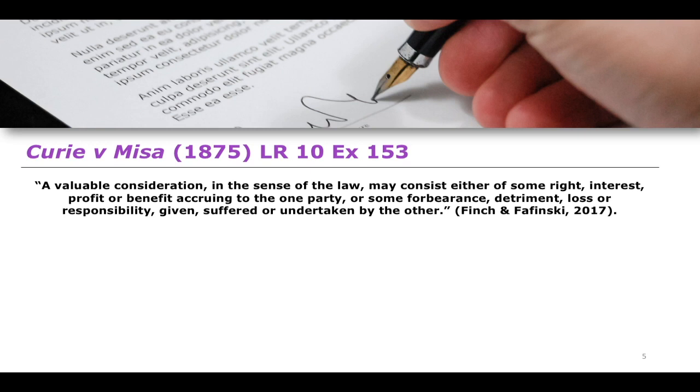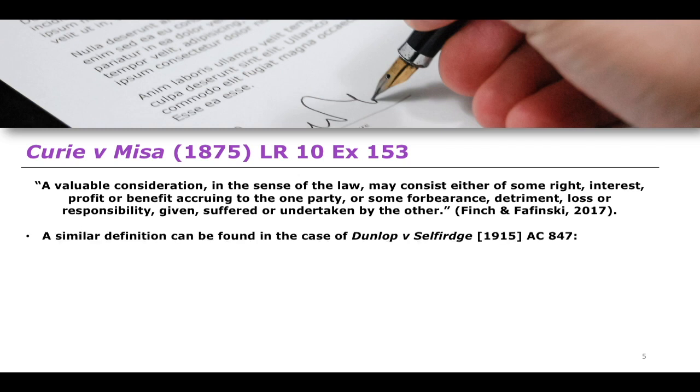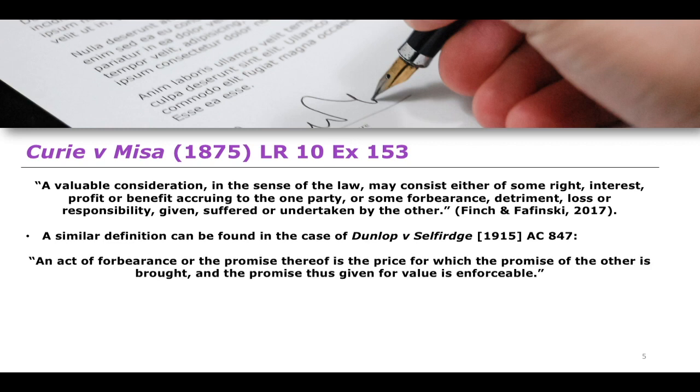This is the definition of consideration as per the case of Currie v Misa, as cited in Finch and Fafinski from 2017. A similar definition can be found in the 1915 case of Dunlop v Selfridge, where they say that, quote, an act of forbearance or the promise thereof is the price for which the promise of the other is bought, and the promise thus given for value is enforceable. These are two definitions of consideration.